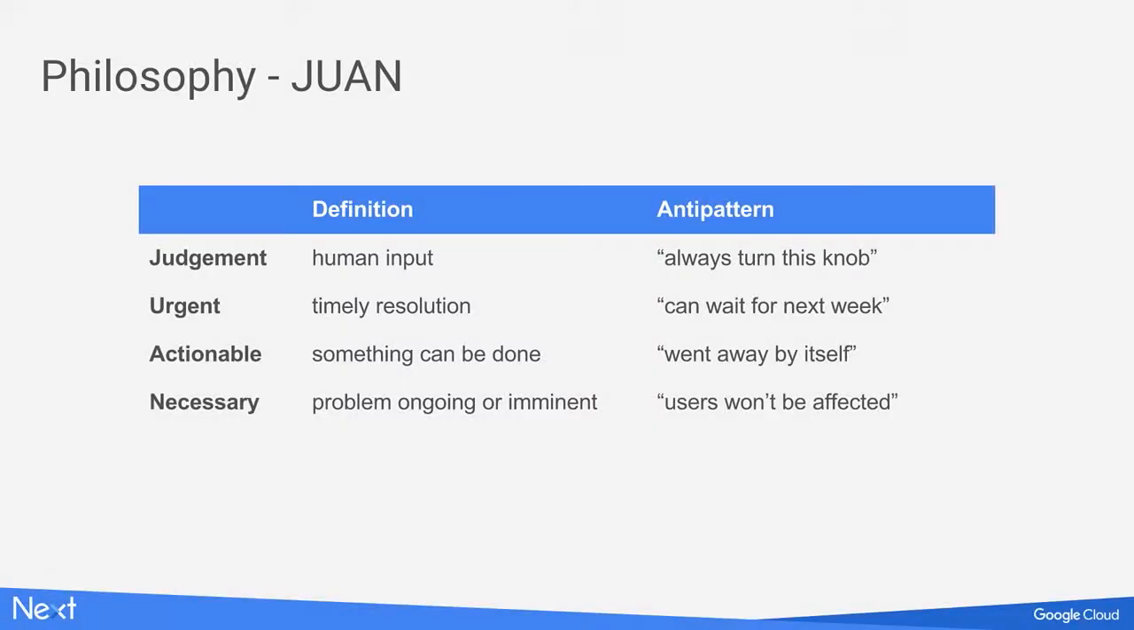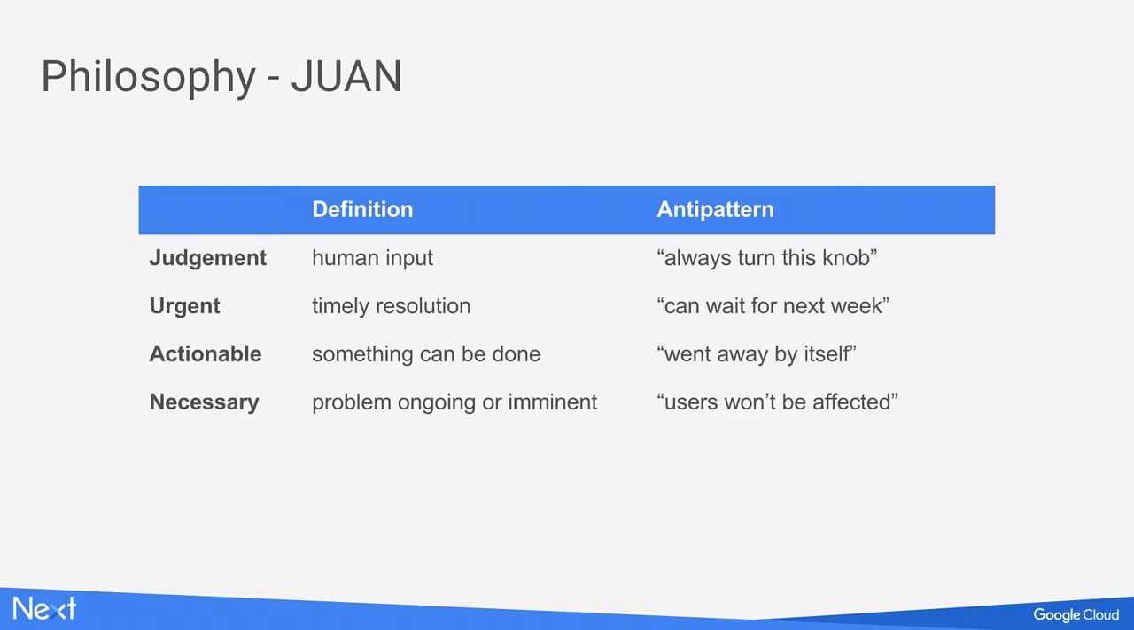The second part of our philosophy is JUAN metrics. These are metrics that you should put every alerting policy through to make sure that it's valid. Assuming you have a finite budget of time, you don't want to be wasting time on meaningless alerts. So any alert that doesn't pass these tests should be a candidate for removal.